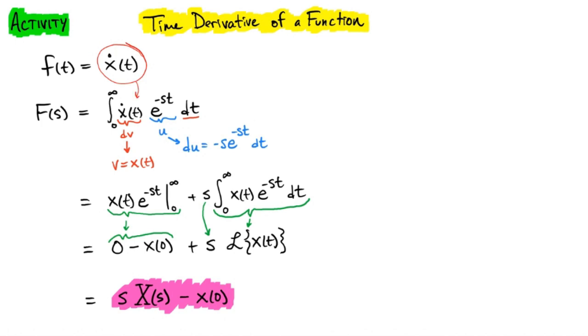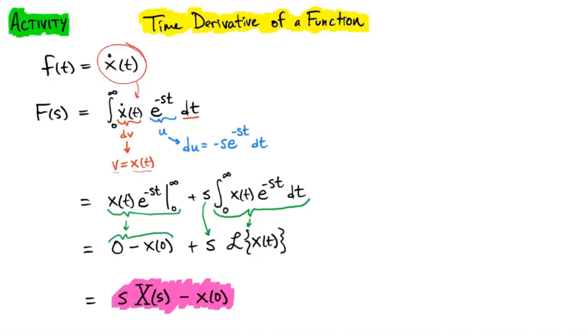And in this case, we're going to use integration by parts in order to get rid of this derivative. And so if we define dv as x dot of t dt, when we integrate that, we now get that v is equal to x of t. So we get rid of that derivative by choosing x dot as part of the dv term.